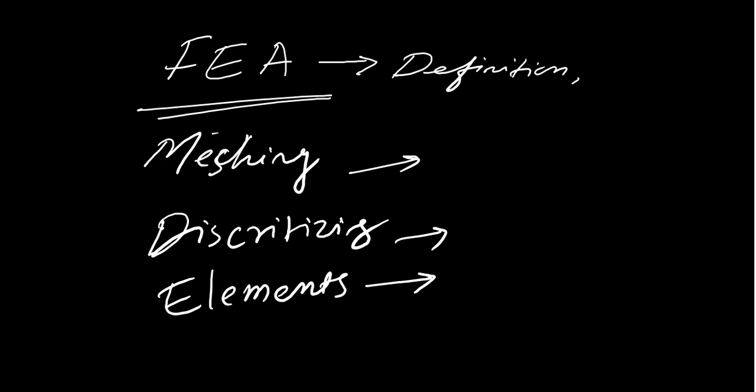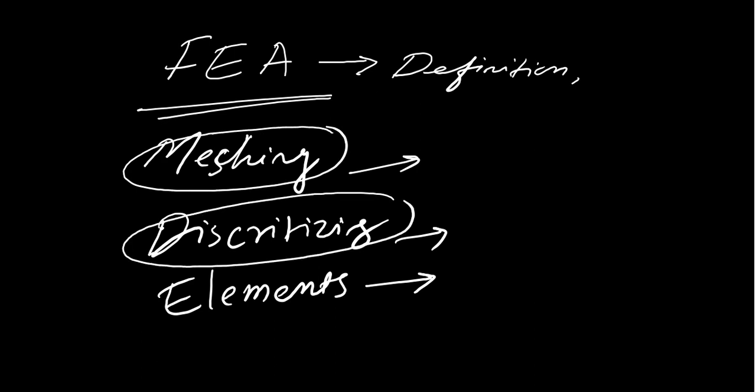Okay, so as you know, FEM or finite element analysis is the process of discretizing, or dividing the domain or the object, into a number of elements, that is, finite elements, and applying the different analyses on the particular object. That we call finite element analysis. And now, what is meshing, or what is discretizing? Meshing or discretizing, both are the same.